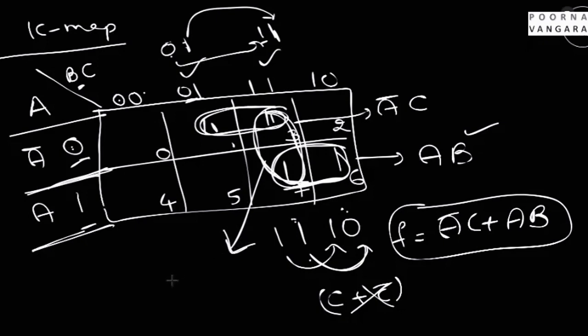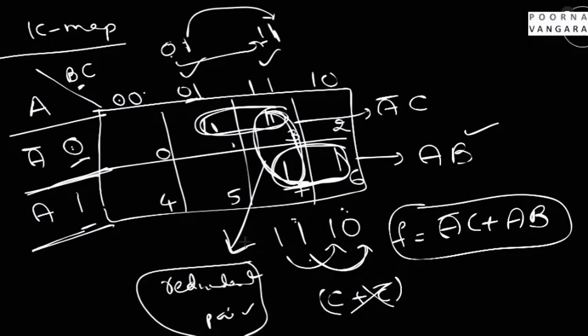This particular grouping, if you do it, is not needed. It is redundant. You can call it a redundant group or redundant pair. It is not required, so you can eliminate this particular pair.